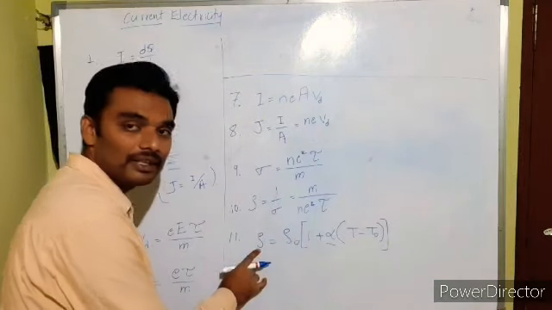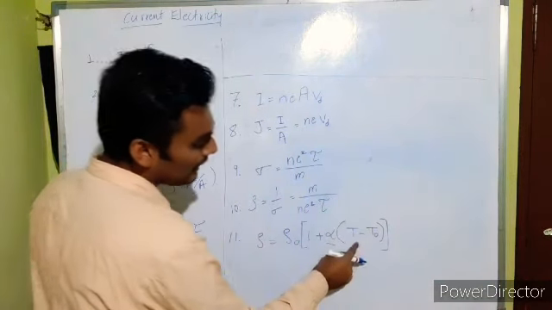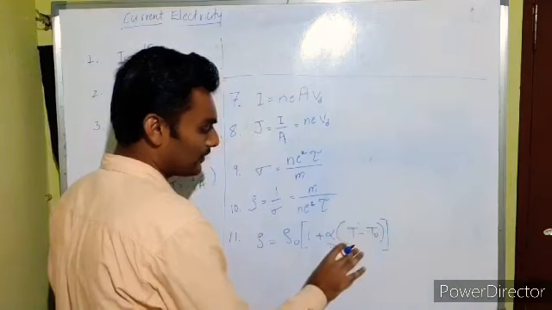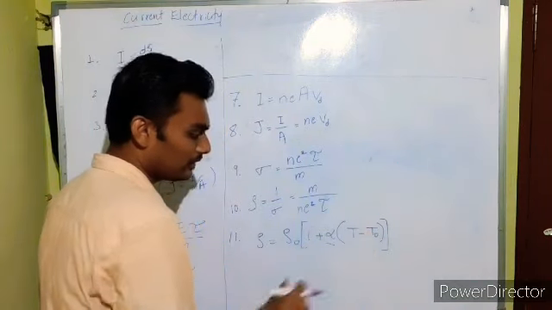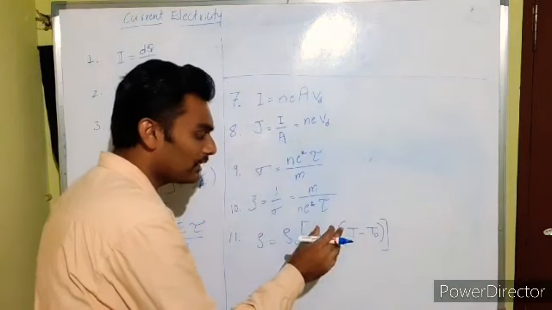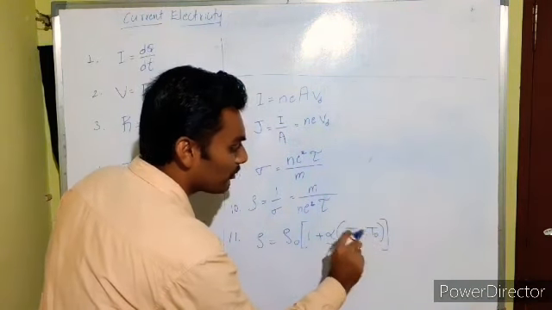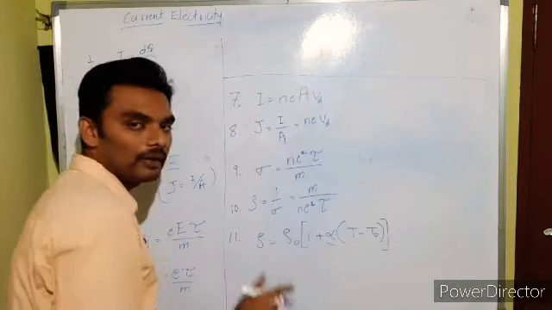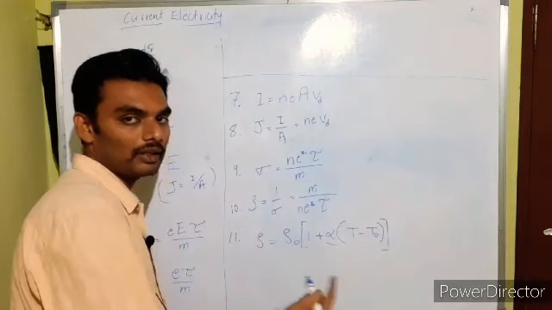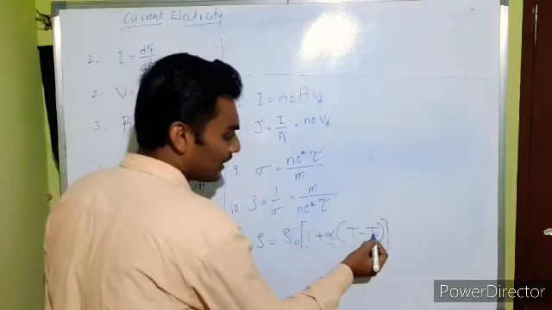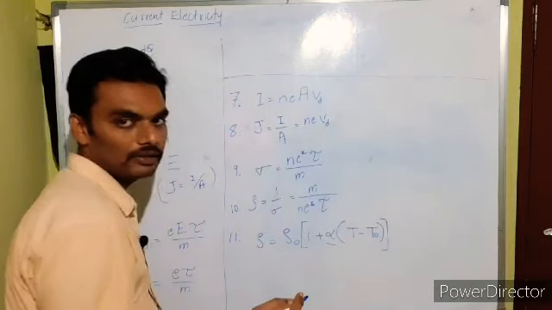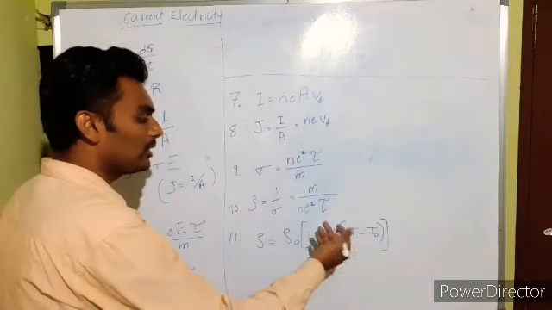Rho is the resistivity at T degree Celsius or T Kelvin. Okay, it doesn't matter whether you take the temperature in Celsius or Kelvin, because you are going to take the difference of temperature. But either degree Celsius or Kelvin, not the other way. Fahrenheit and others are not considered. So better you keep it in Kelvin itself.